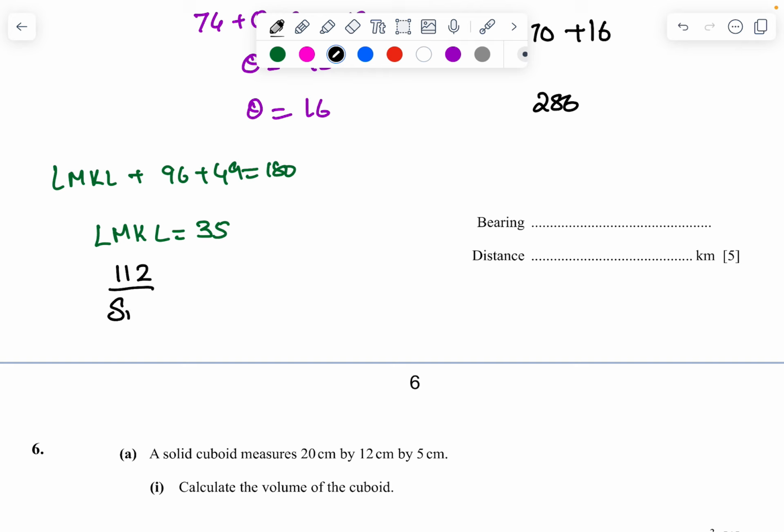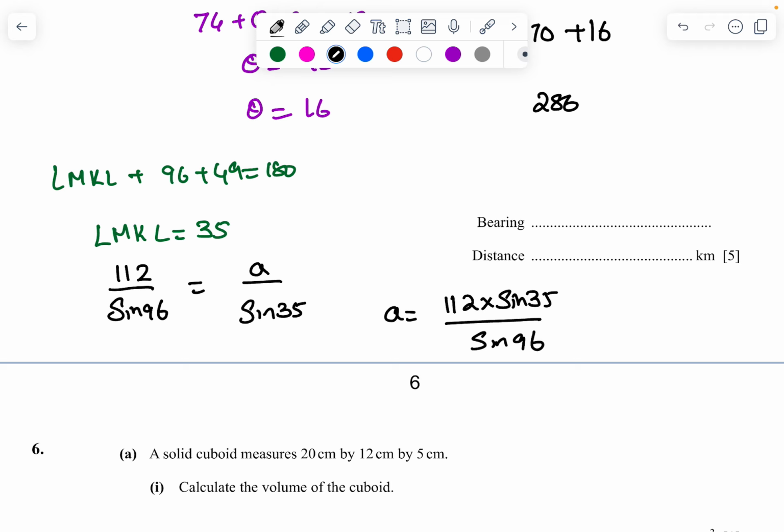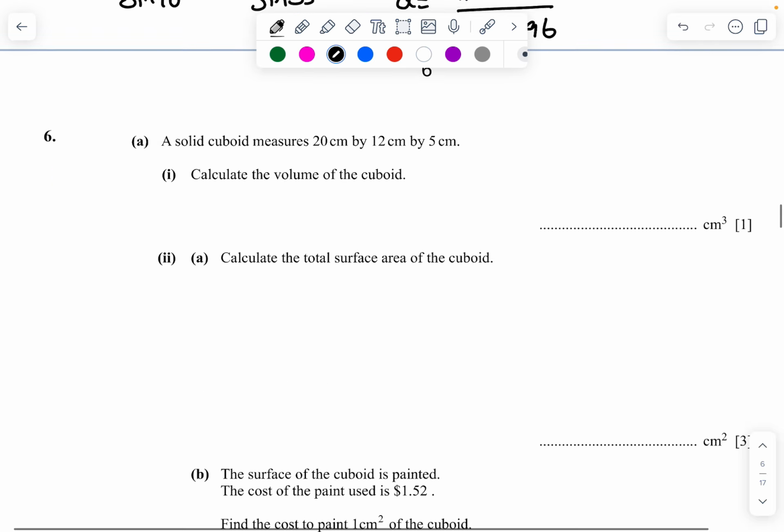112 upon sine 96 equals A upon sine 35. So from there, A equals 112 times sine 35 divided by sine 96. So the bearing was 286. Simplify this, you should be getting 64.6. Now coming to the next question.